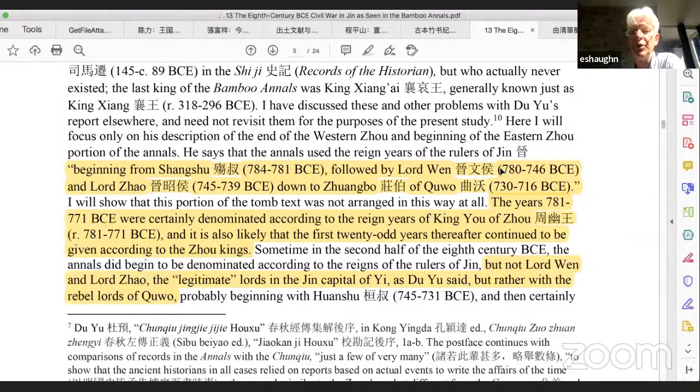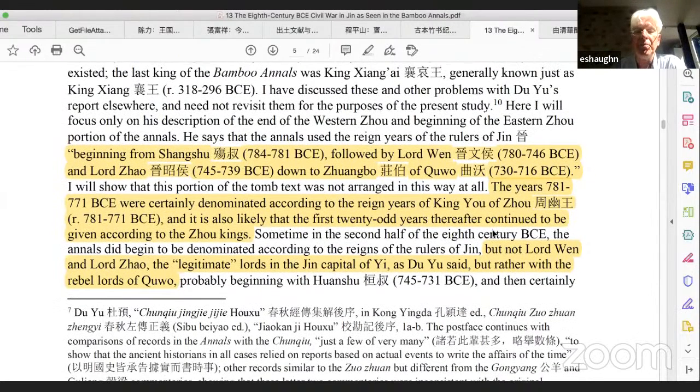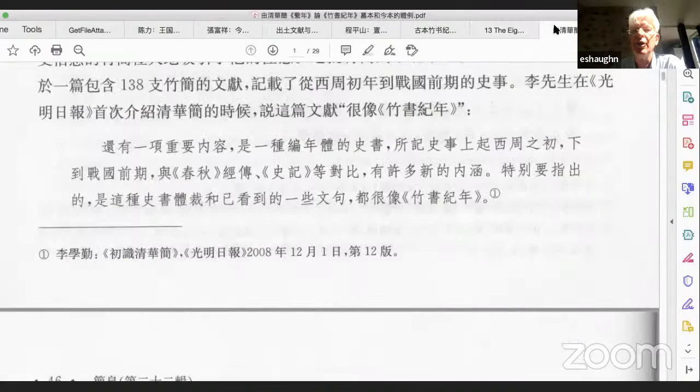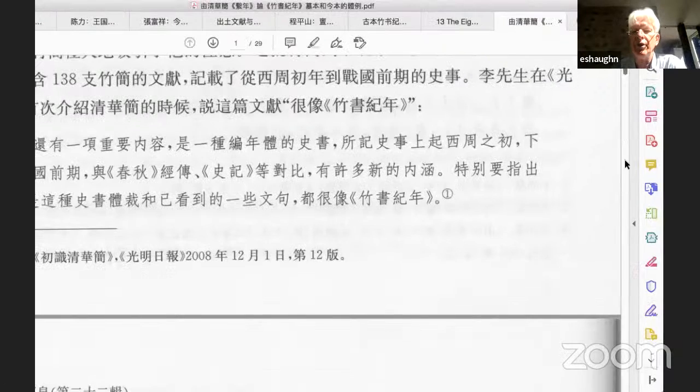But Wen Hou, note the date of his reign, 780 to 746. This coincides in the first part with the reign of King Zhou Wang. Zhou Wang reigned 781 to 771. So the first 10 years or so of his reign overlapped with that of Zhou Wang. And then the rest of his reign overlaps with Zhou Pingwang. And maybe just real quickly, I should show you the reigns of the Jin lords.